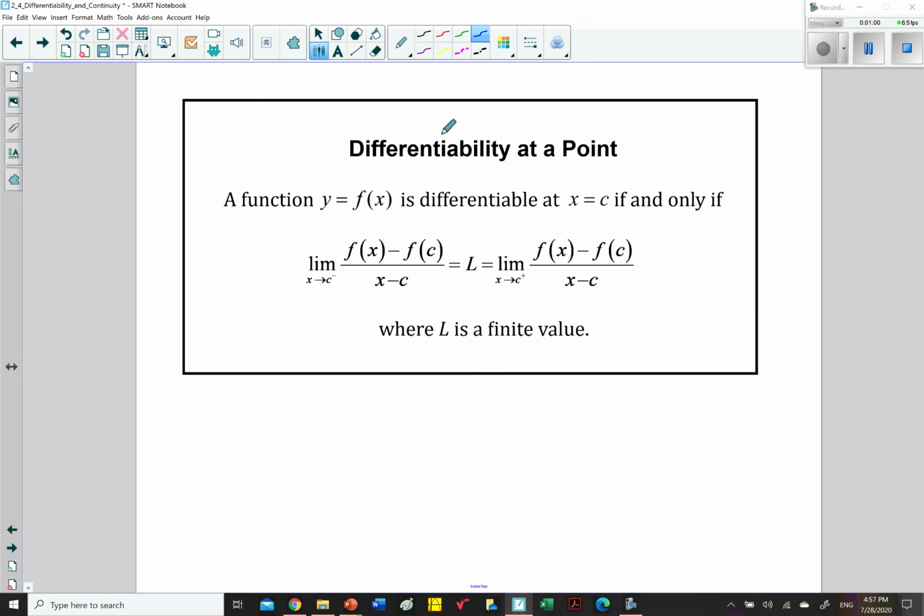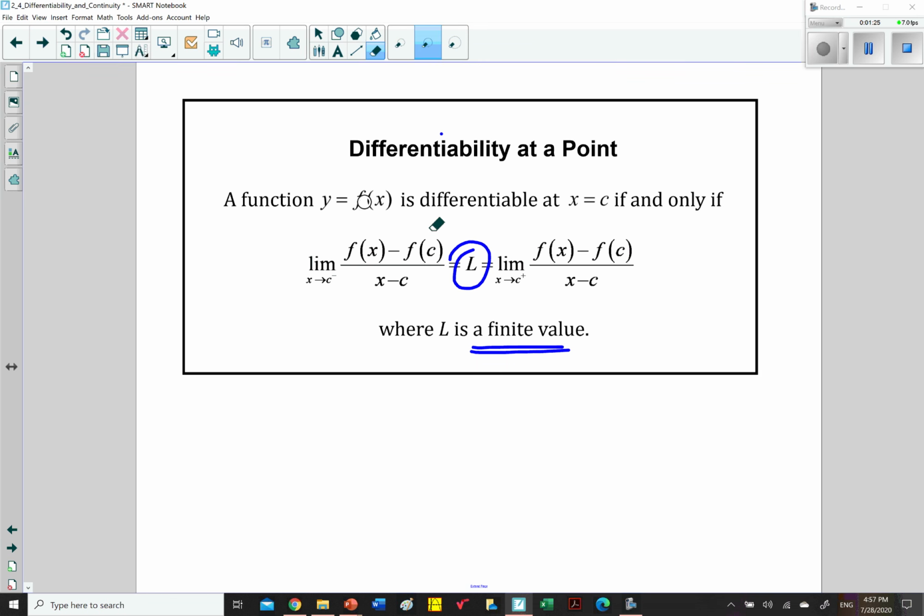The definition of differentiability at a point is the limit definition. We say if a function f of x is differentiable at some point c, that's going to happen if and only if the limit from the left and the limit from the right are approaching the same real number, finite value, capital L. So left limits and right limits have to be the same.